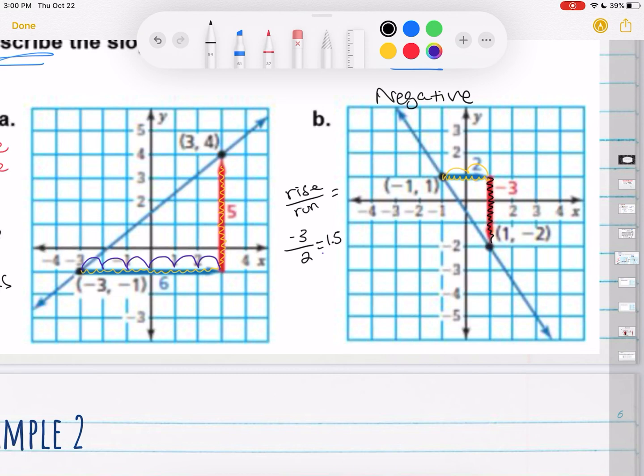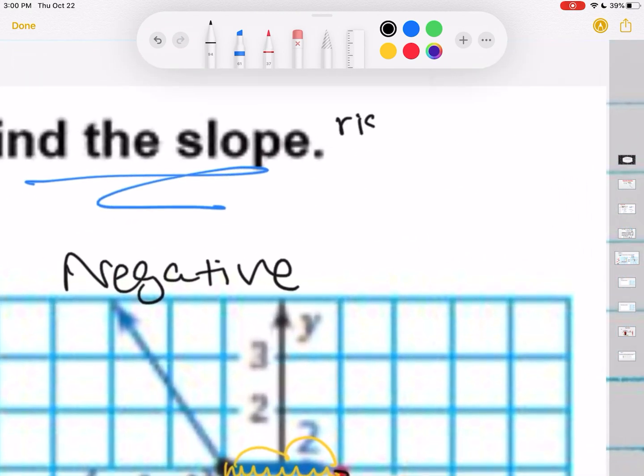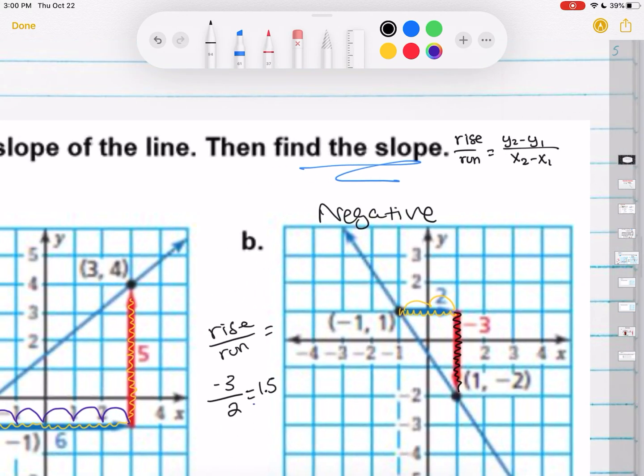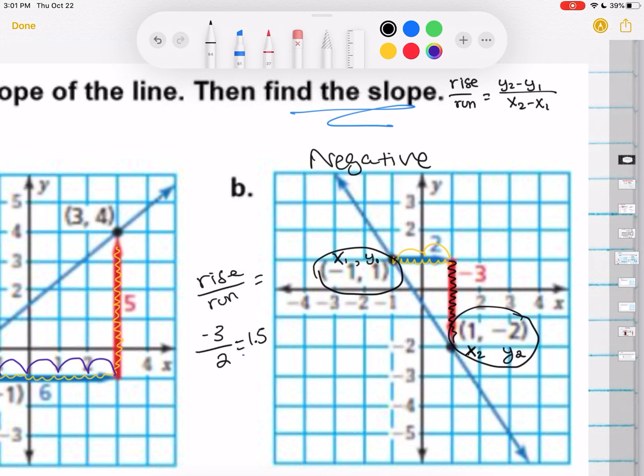Let's talk about another way to find slope. So again, we talked about how slope is rise over run, which is the same as finding the difference between our y values, y2 minus y1, divided by the difference in our x values, x2 minus x1. So what we need to do next is we need to look at our two ordered pairs. So here's my first ordered pair. Here's my x1 value. Here's my y1 value. Here's my second ordered pair. Here's my x2 value and my y2 value. So again, I'm just going to plug those into this formula.